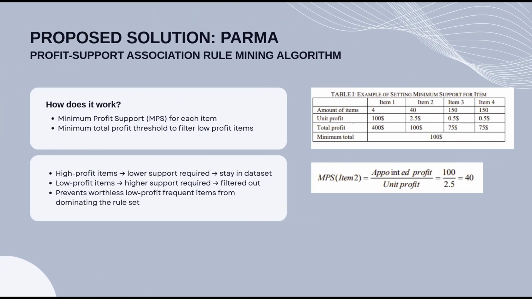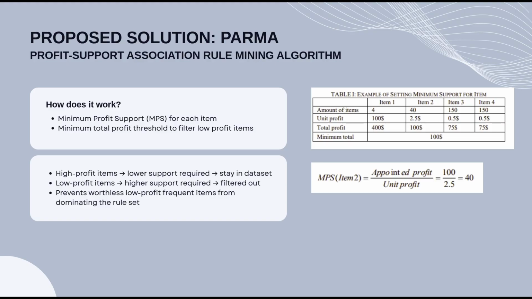So to address the previously mentioned problem, the authors propose an algorithm called PARMA, the Profit Support Association Rule Mining Algorithm. PARMA assigns a different minimum support value to each item based on its profit. Firstly, all items that fall under the minimum total profit threshold are removed. In this table, we can see that items 3 and 4 are removed since they fall under 100.